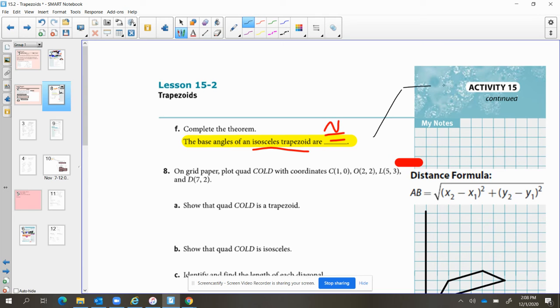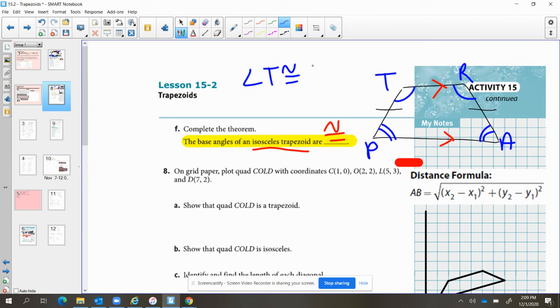Okay, so what that means is if we have an isosceles trapezoid, due to this parallel nature and the fact that these are congruent sides, we know the base angles are congruent. So these 2 would be congruent to each other, and these 2 would be congruent to each other. So if we go back to TRAP, we would be able to say that angle T is congruent to angle R, and angle P is congruent to angle A. And that's due to the fact that these are in an isosceles trapezoid.